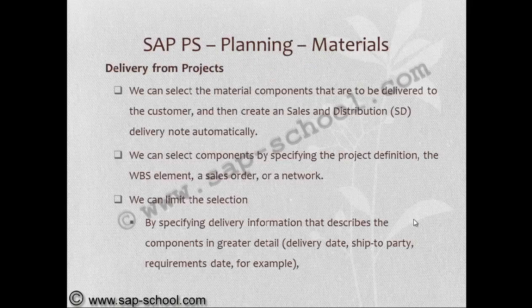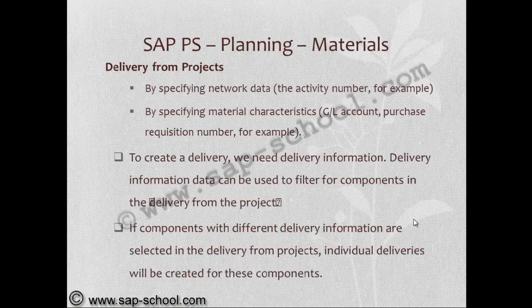The next thing is delivery from projects. We can select the material components that are to be delivered to the customer and then create a sales distribution delivery note automatically. We can select components by specifying the project definition, the WBS element, a sales order, or a network. We can limit the selection by specifying delivery information that describes the components in greater detail, for example delivery date, ship-to party, requirement date.